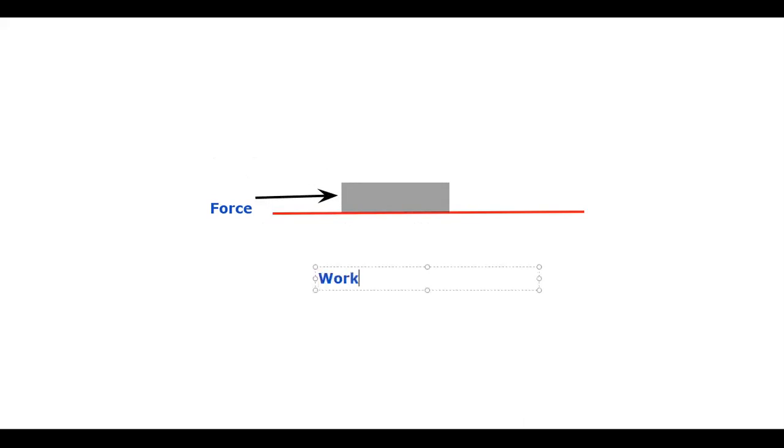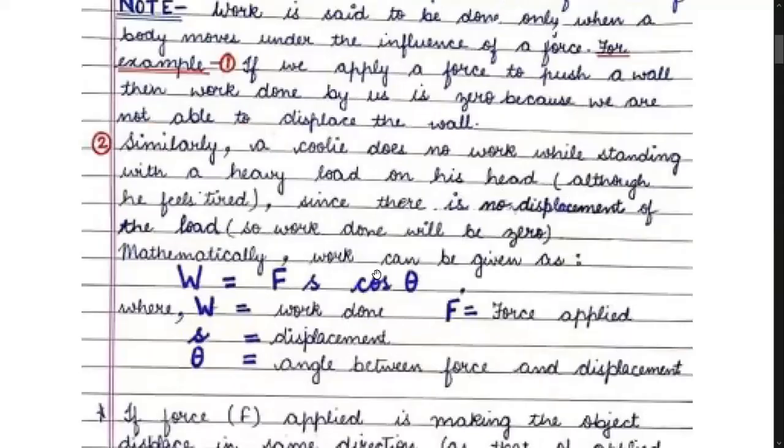So children, work is a scalar quantity. And mathematically its formula is given by work done is equal to force multiplied by displacement. So today we will study about this term which is known as force.